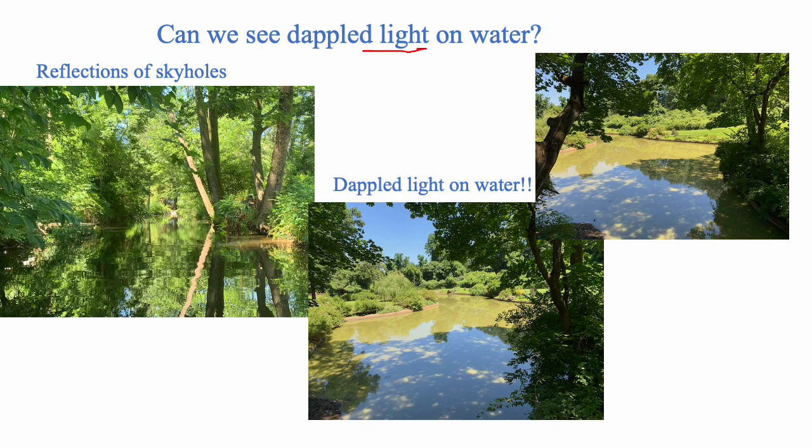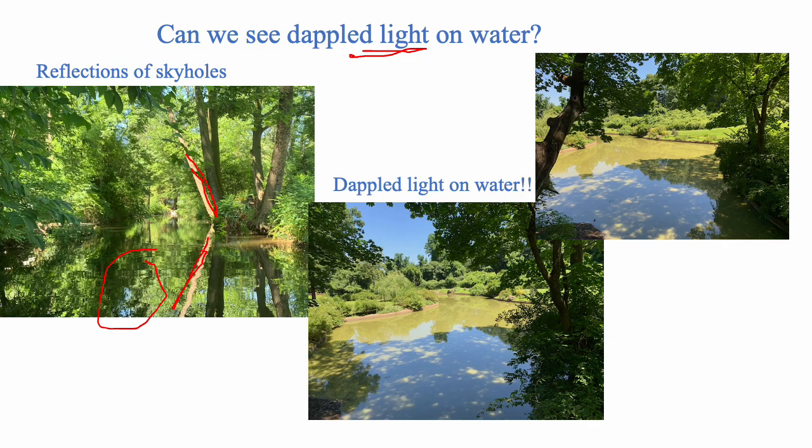Can we see dappled light on water? Well, we usually see reflections. So here's a tree trunk and its reflection in the water. And these are reflections of sky holes. But there are a few situations where we see shadows on water, which I described in my first video.